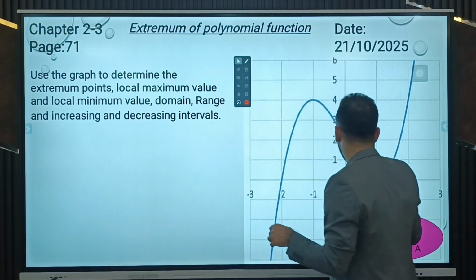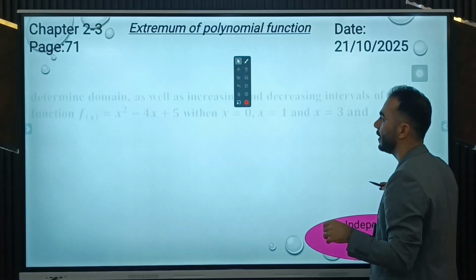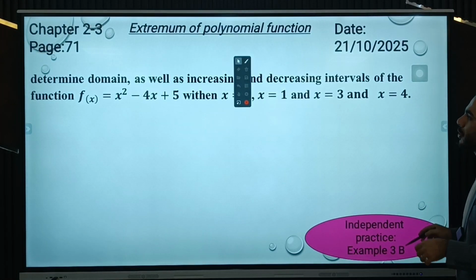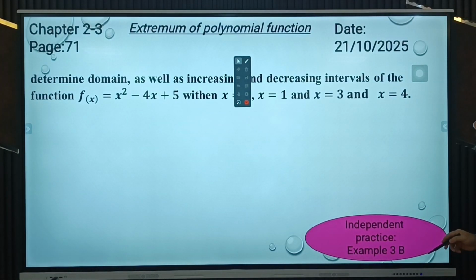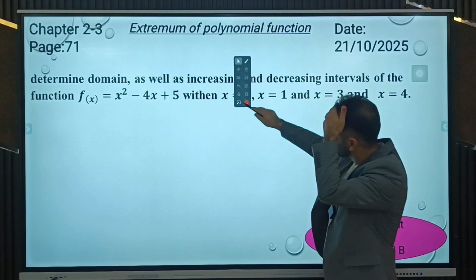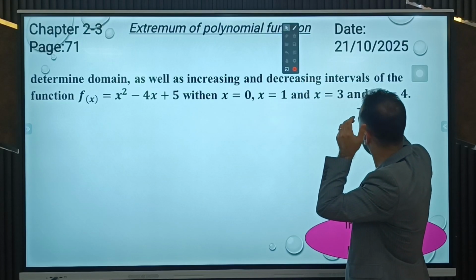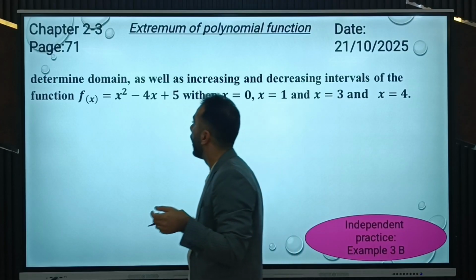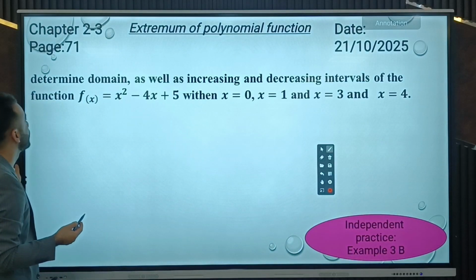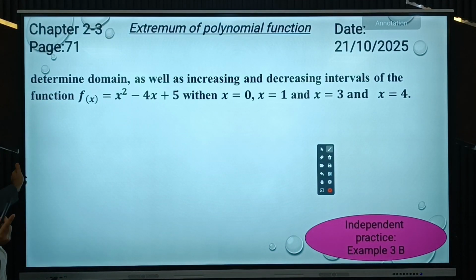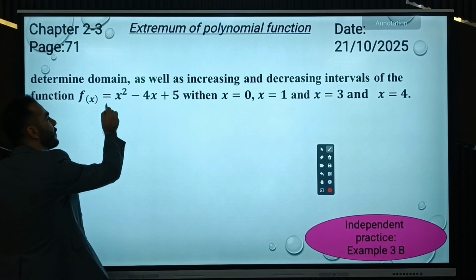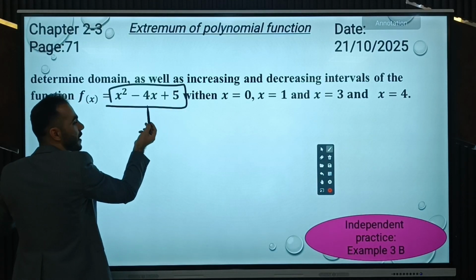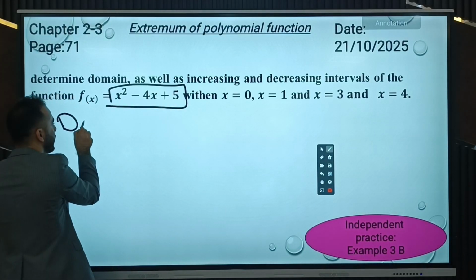Okay, determine the domain as well as increasing and decreasing intervals of the function f of x equal to x squared minus 4x plus 5 with x equals 0, x equals 1, x equals 3, x equals 4. How are we going to deal with this type of question? First of all, it says determine the domain. So only domain. It didn't ask for the range. What kind of function is this? Quadratic function. So the domain would be all the real numbers. So domain is not a problem here.